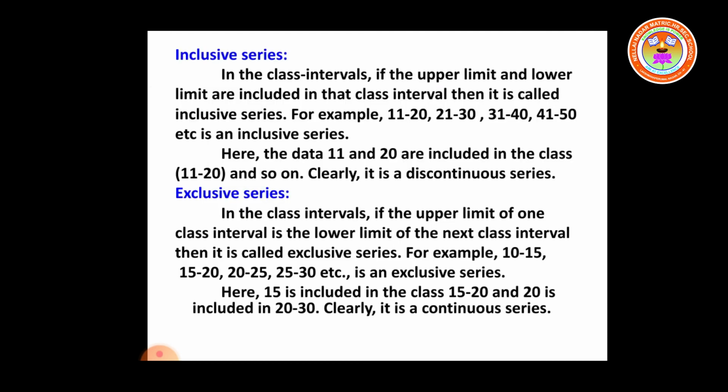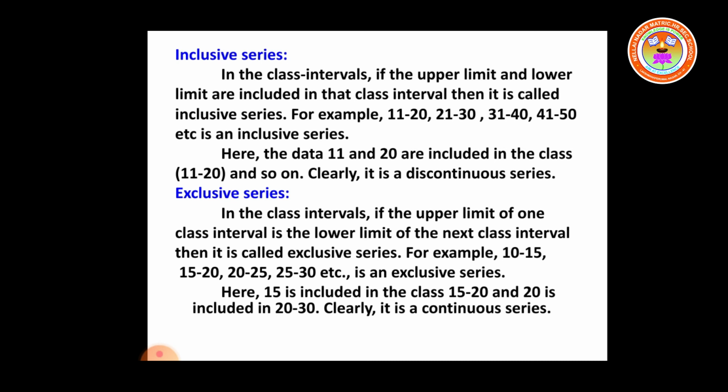Next one, inclusive series. In the class intervals, if the upper limit and lower limit are included in that class interval, then it is called an inclusive series. For example, 11 to 20, 21 to 30, 31 to 40, 41 to 50, etc. is an inclusive series. How? The data 11 and 20 are included in the class 11 to 20 and so on. Clearly, it is a discontinuous series. So, inclusive series means discontinuous series.